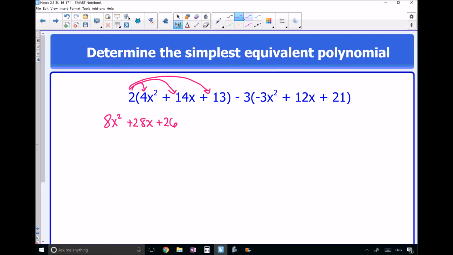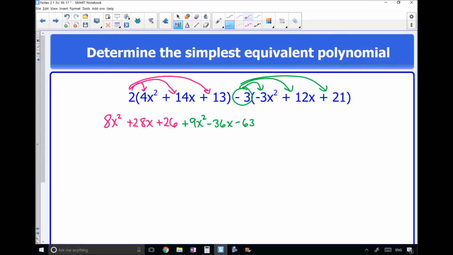Okay, then I'm also going to distribute this negative 3 through. So when I multiply negative 3 by negative 3x squared, I get positive 9x squared. When I multiply negative 3 by 12x, I get negative 36x. And when I multiply negative 3 by 21, I get negative 63.